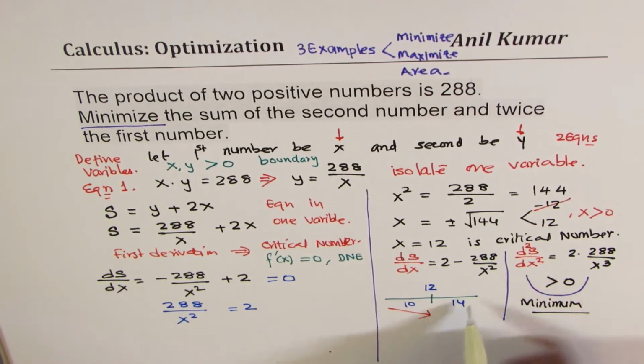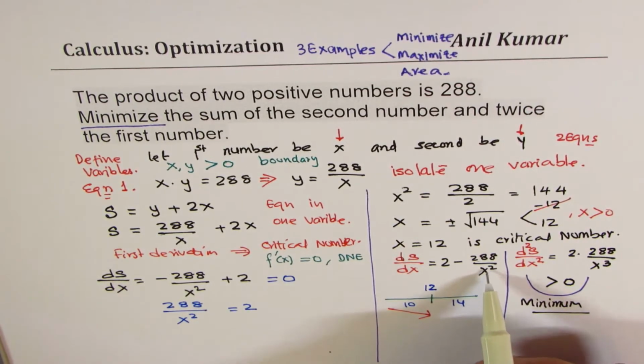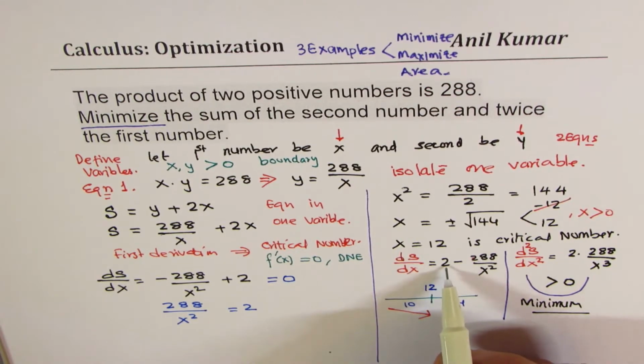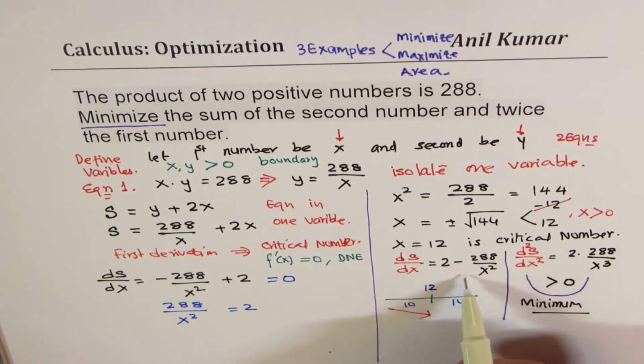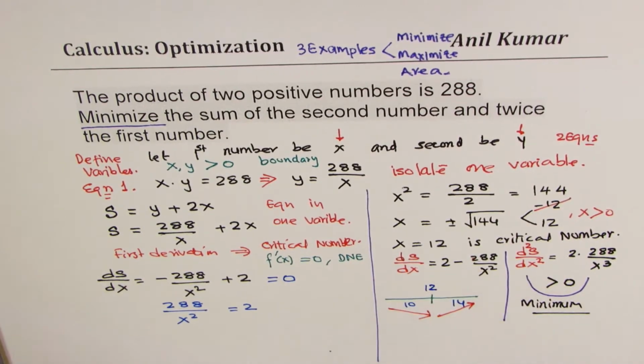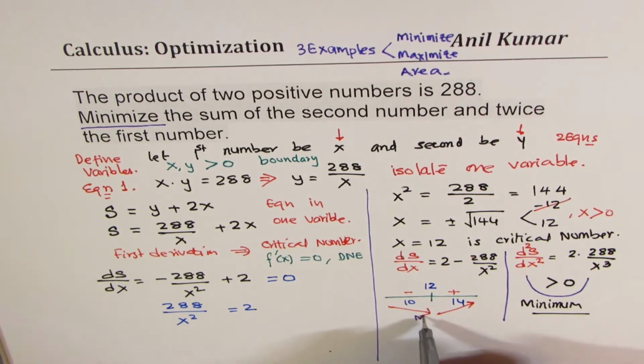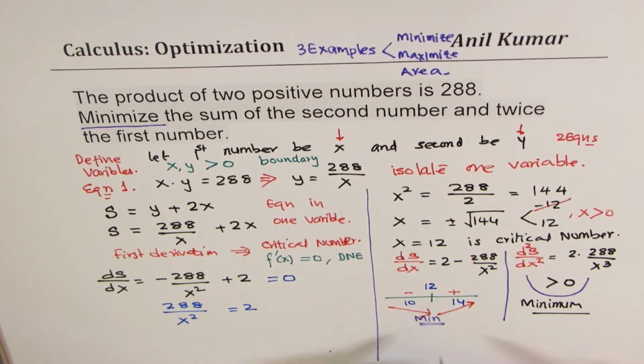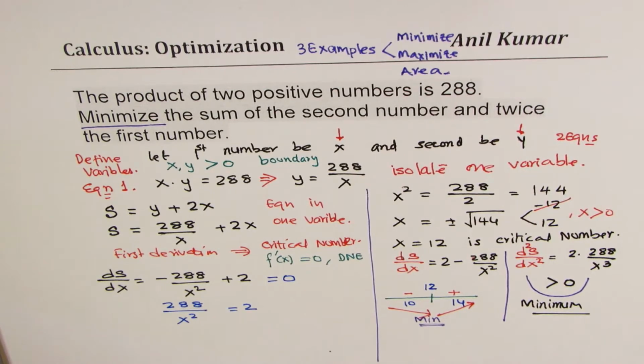Now if I take 14, so 14 square, 288 divided by 14 square will give me a number lesser than 2. So I get a positive answer. We don't really have to find the answer. We have to just check the sign. So we get negative for 10 and positive for 14. You can use the calculator and verify. And that clearly indicates that we are looking for a minimum. Is it okay? So either test could be done to really get your solution.